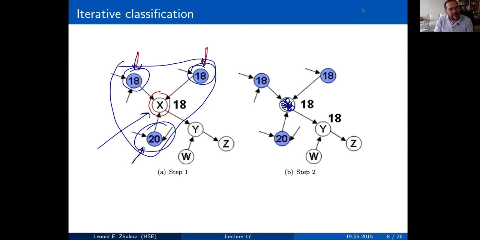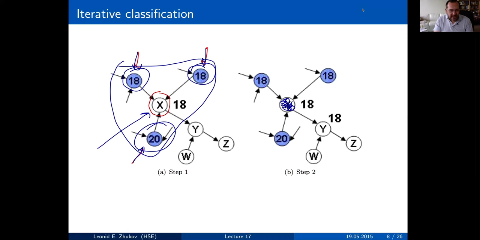But the point is clear, right? You need to create some sort of classifier that is local to the neighborhood, which is called a relational classifier in this terminology, that allows you to classify a node based on the labels of its neighbors. And then you will have to apply it iteratively through the entire graph. And you have to do this until things converge.